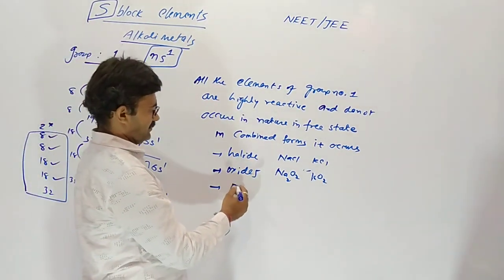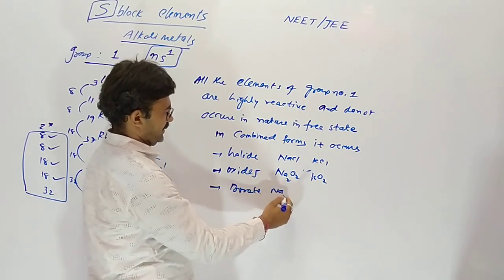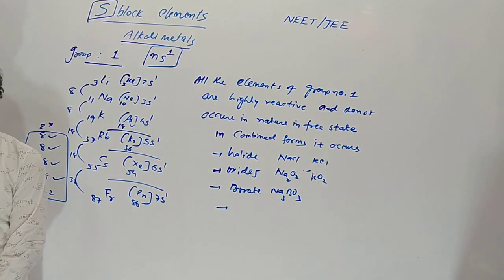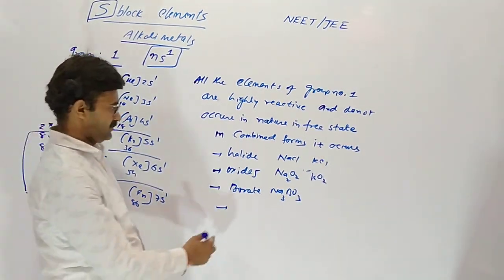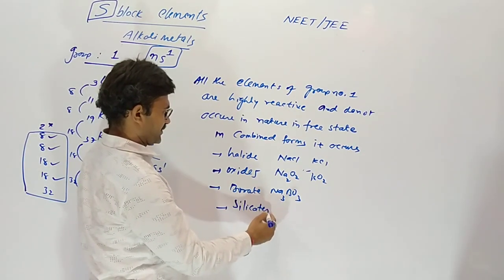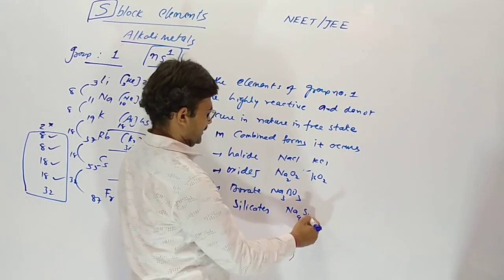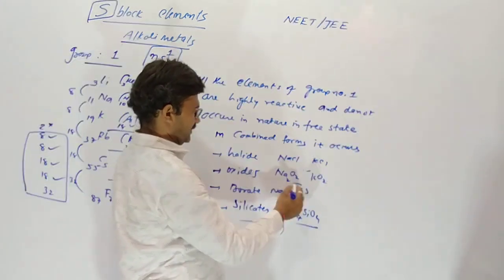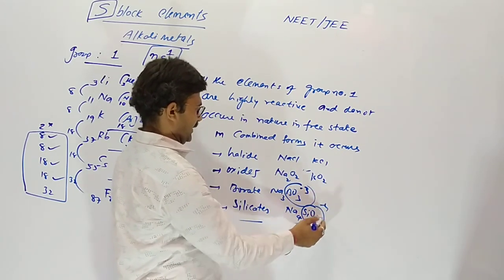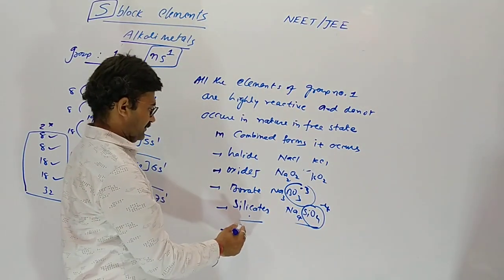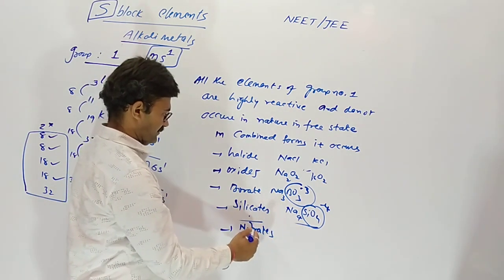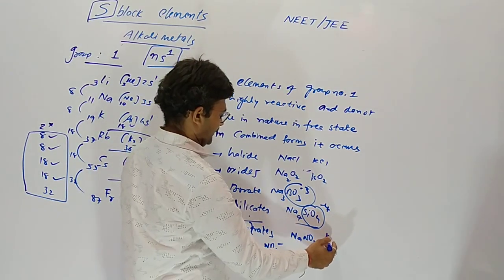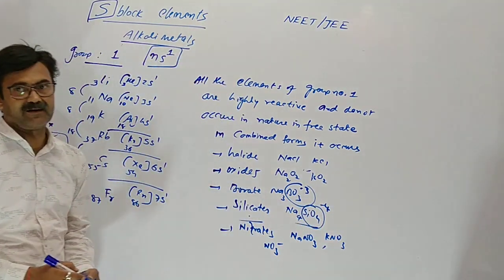Then borate, Na3BO3, sodium borate. Then silicates, in the form of silicates: Na4SiO4, sodium silicate. BO3 3- is borate, SiO4 4- is silicate, then nitrates. Nitrate means NO3 minus: NaNO3, KNO3, etc.